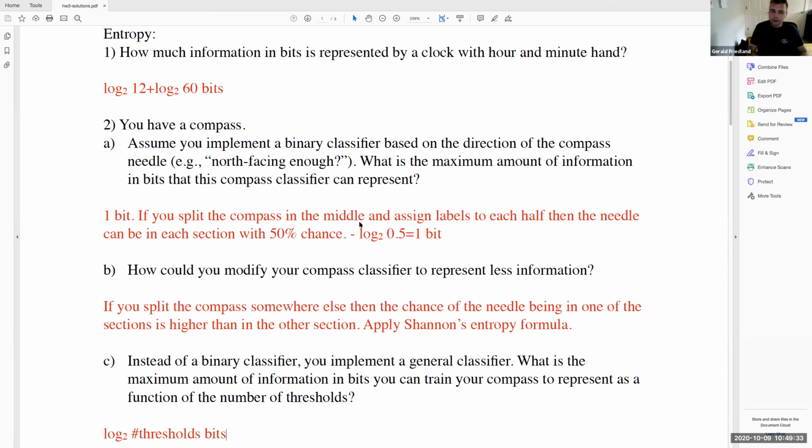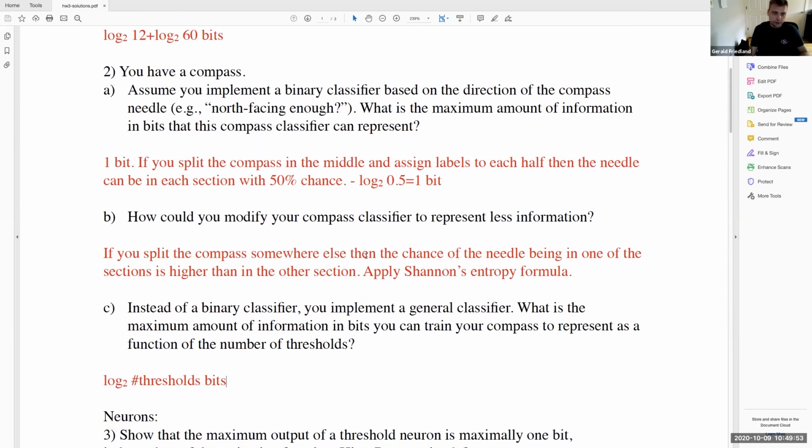The moment you split it in different ways, and that's exercise B, you need to apply Shannon's formula, right? And so we have imbalance, sort of like 1% north and 99% is not north enough. Then you get to a class imbalance, and you have to apply Shannon's formula to find out the amount of information you can get per experiment looking at it.